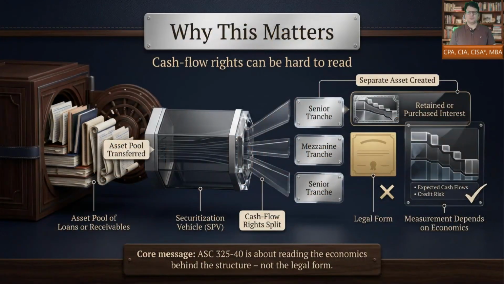This topic matters because securitized financial assets can look complicated very quickly. A pool of loans or receivables is transferred into a securitization vehicle. Different parties receive different rights to cash flows, and a retained or purchased interest becomes a separate financial asset. The key is to read the economics behind the structure, not just the legal label. In simple words, we follow the cash flows. The paperwork may wear a fancy suit, but the cash flows tell us what the accounting really needs.